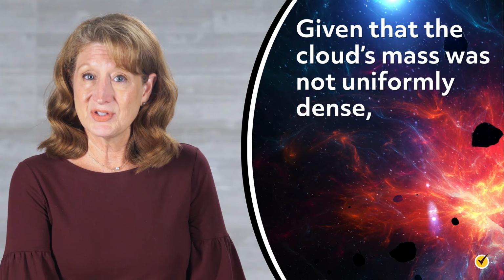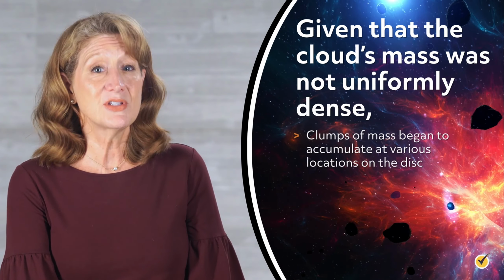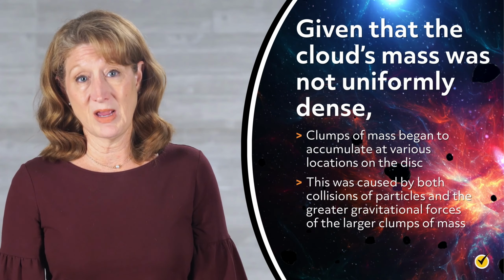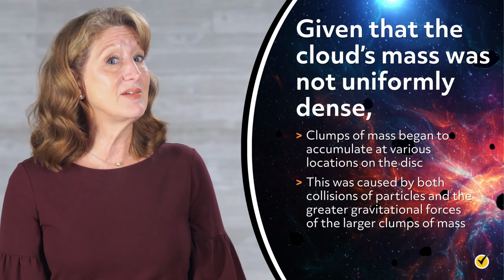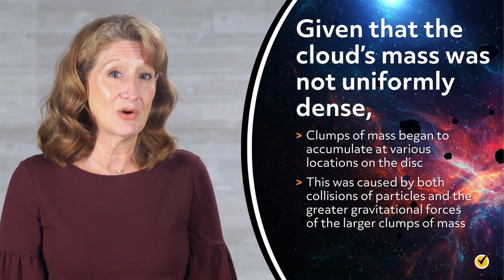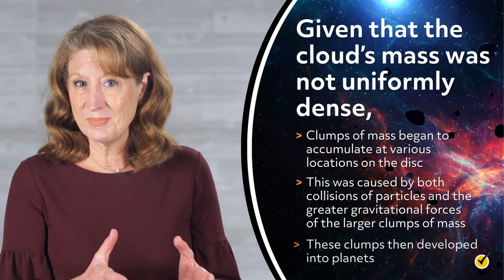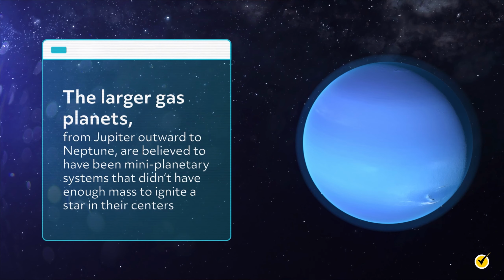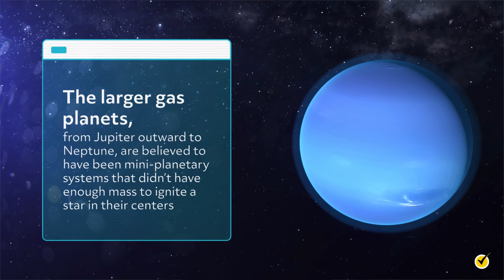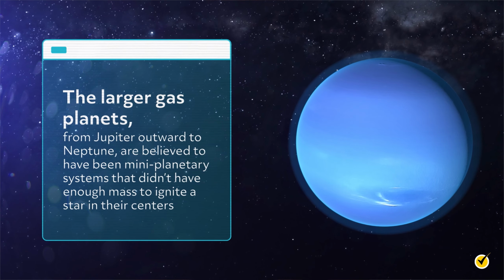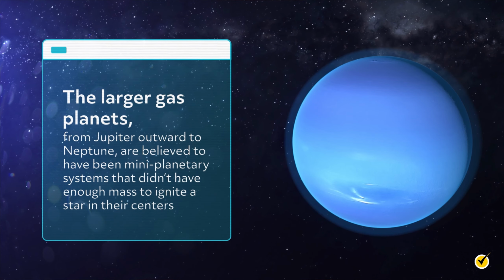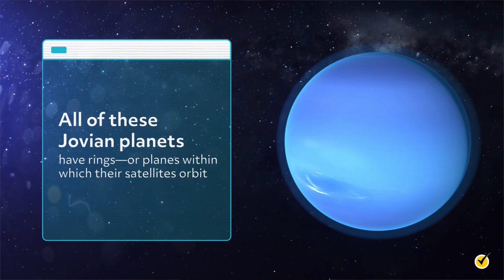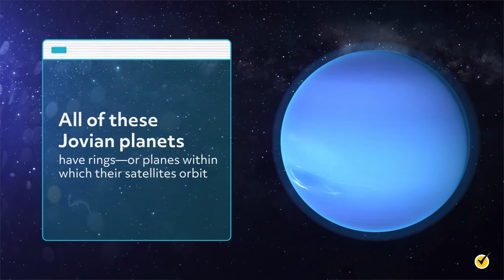Given that the cloud's mass was not uniformly dense, clumps of mass began to accumulate at various locations on the disk. This was caused by both collisions of particles and the greater gravitational forces of the larger clumps of mass. These clumps then developed into planets. The larger gas planets from Jupiter outward to Neptune are believed to have been mini planetary systems that didn't have enough mass to ignite a star in their centers. All of these Jovian planets have rings, or planes within which their satellites orbit.